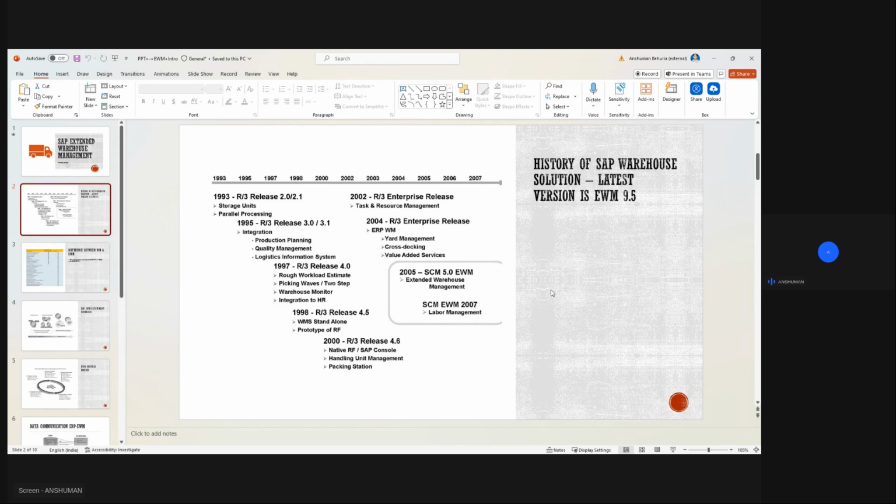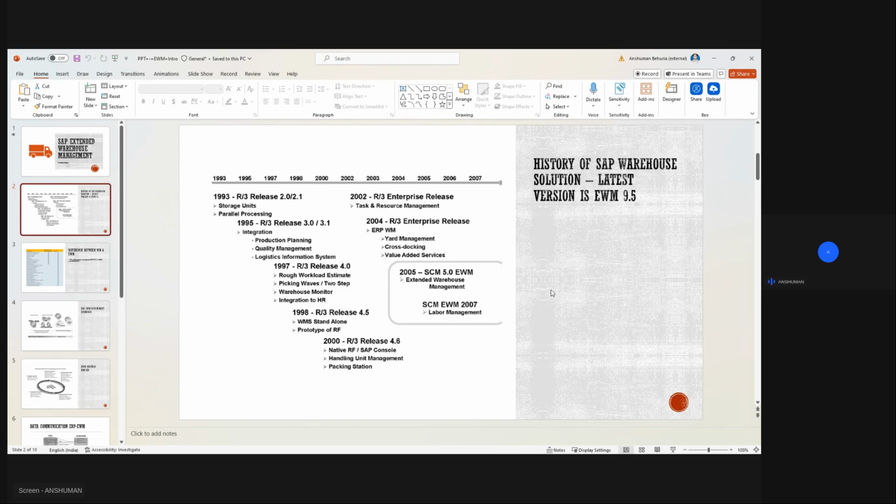Warehouse concepts like storage unit were introduced, parallel processing was introduced, and in 1995 there was integration with other modules, let's say production planning, quality management, and the logistics information system, or LIS. So these kinds of system integration were there in 1995. In 1997 there was rough workload estimation, picking waves and a two-step picking process, and the warehouse monitor. So this was a simple introduction of the SAP warehouse solution.